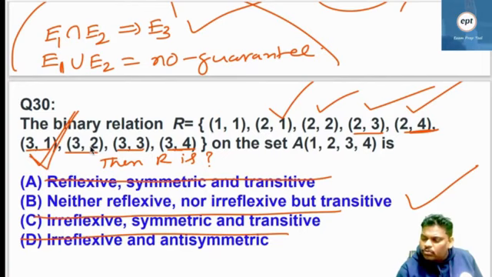Next one, (3,2), starting with 2: (3,2), (2,3). 2, 2 cancel. So (3,3) already there. So like that you have to check. (3,4), starting with 4, no one. So verify.